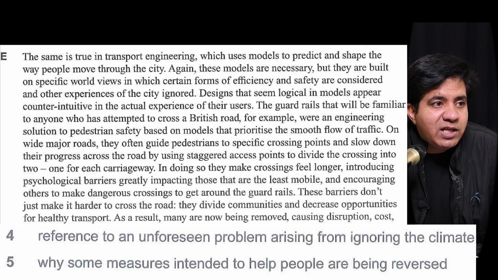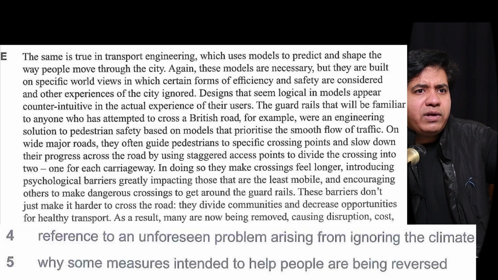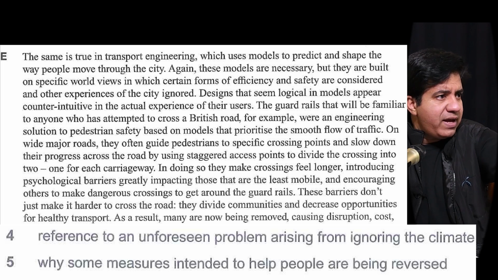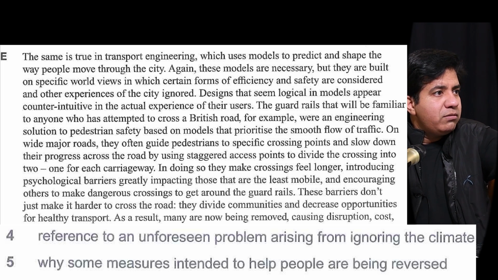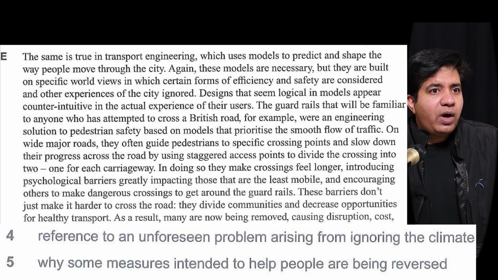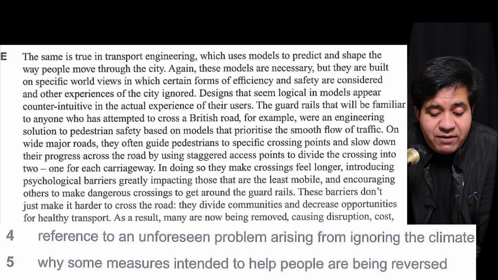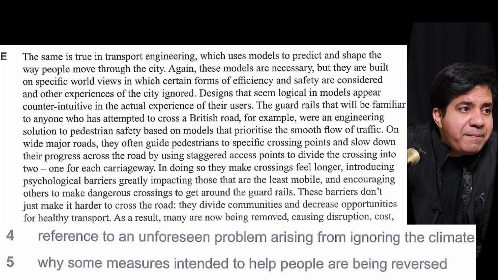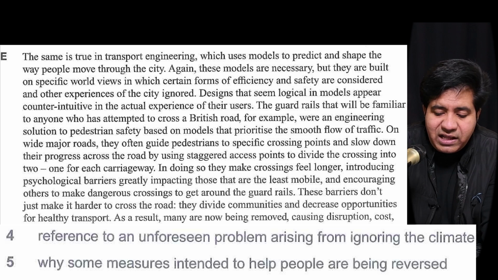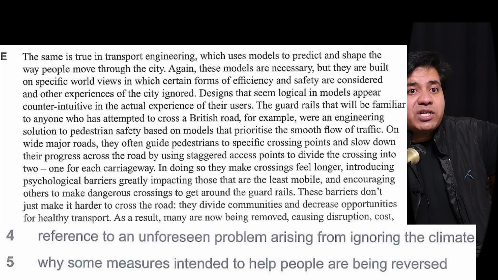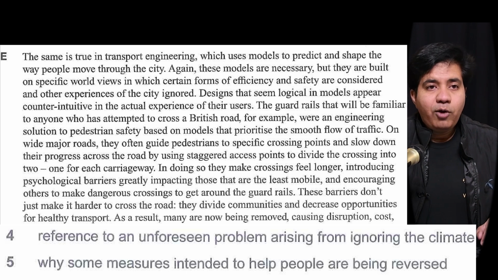Dangerous crossing means people ignore that. Like some people here, whenever the traffic is stopped at the railway crossing, what do people do? They pick up their bicycles or they go other ways, exactly. So it's just like that. So question 5 is why some measures intended to help people. Now what were the measures? Guardrails. The measures are being reversed. Being reversed is people are following the dangerous crossing and all that. Now what are we left with?